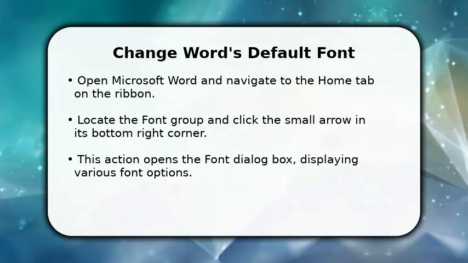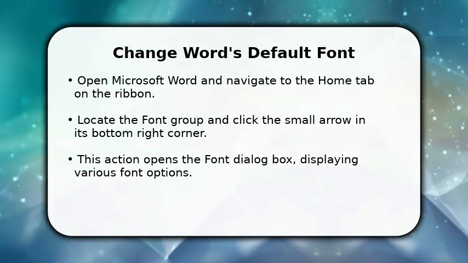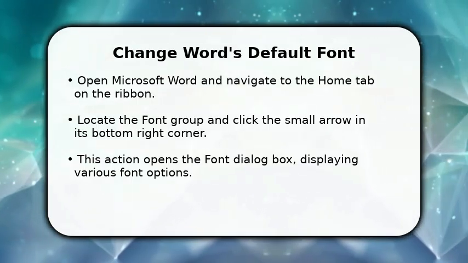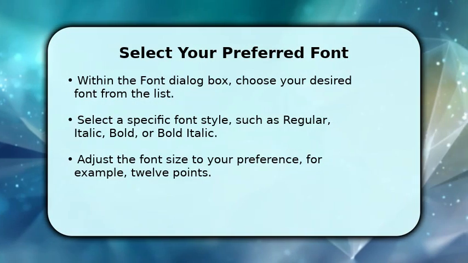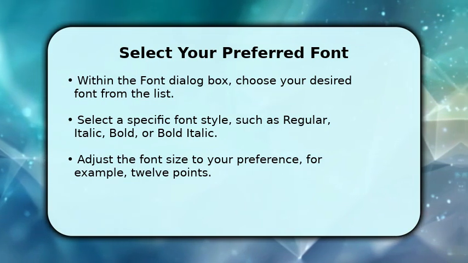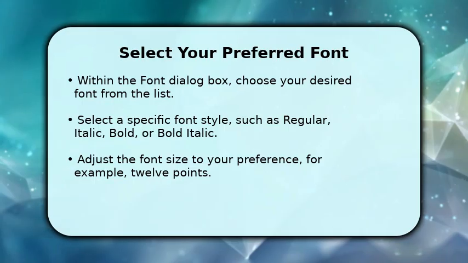You'll see a tiny arrow, sometimes called a dialog box launcher, in the bottom right corner of this group. Clicking this arrow will open the font dialog box, which is where we will make our changes. Now that the font dialog box is open, you can select your preferred font. Browse through the font list and pick one that suits your needs, like Calibri or Arial.